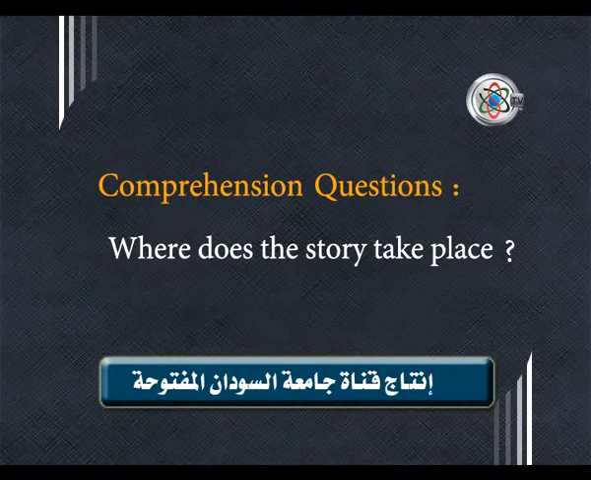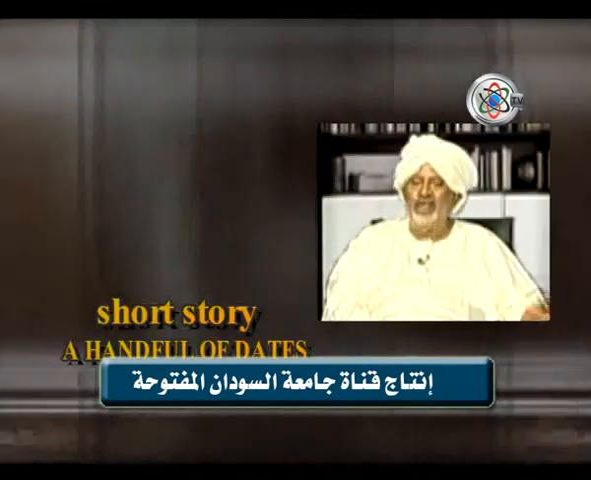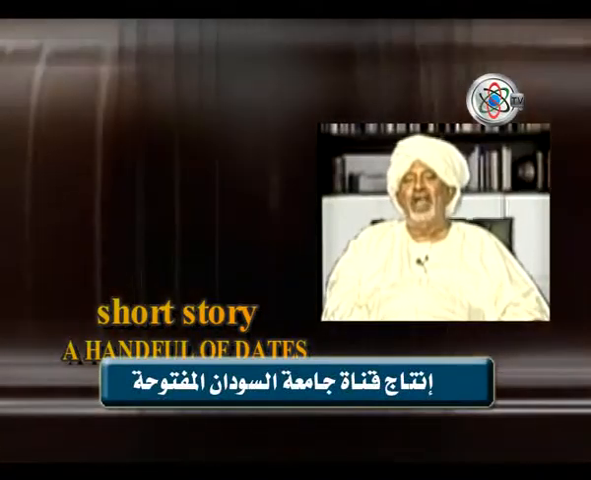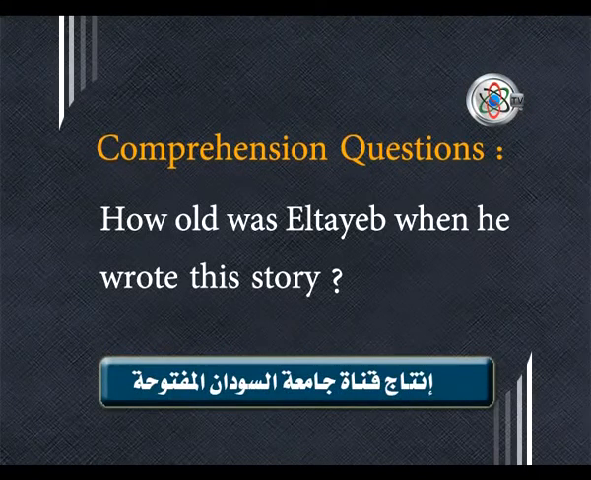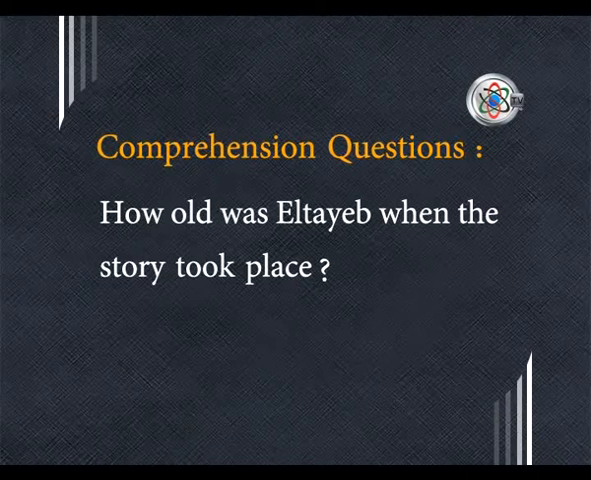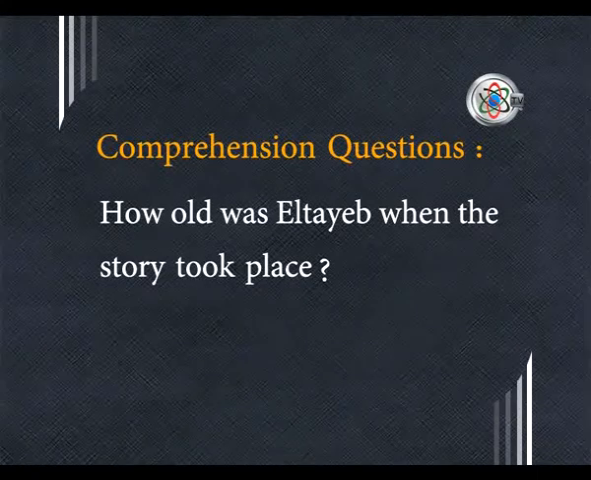Where does the story take place? The answer is in the northern province of Sudan. How old was Al-Tayyib Saleh when he wrote this story? He said that I can't remember how old I was. We guess that he is less than 5 years old, because usually after 5 years we can remember all events. Now look at question 3. How old was Al-Tayyib Saleh when the story took place? The story took place at the same age, because he is telling this story as a child.